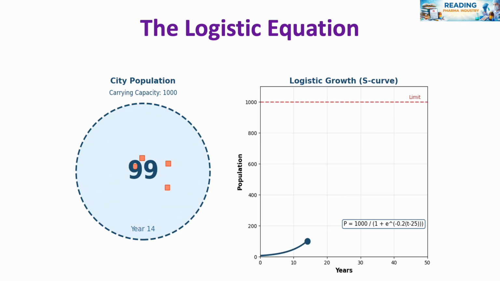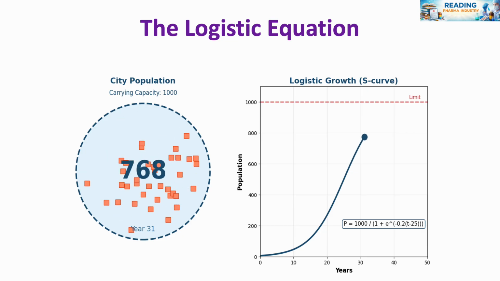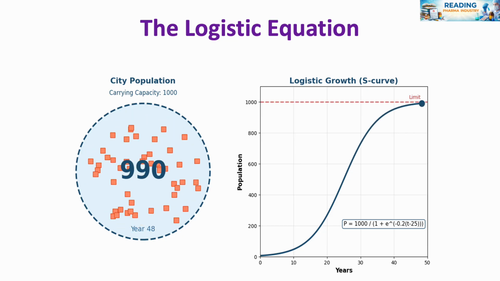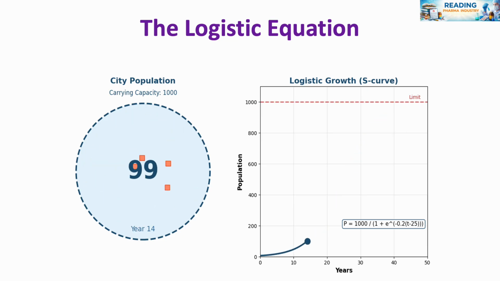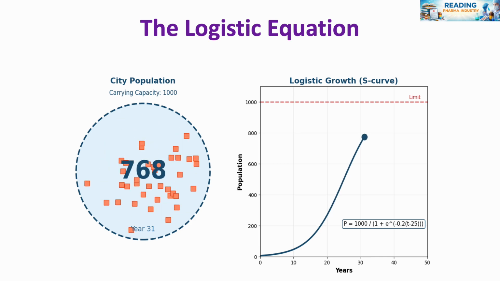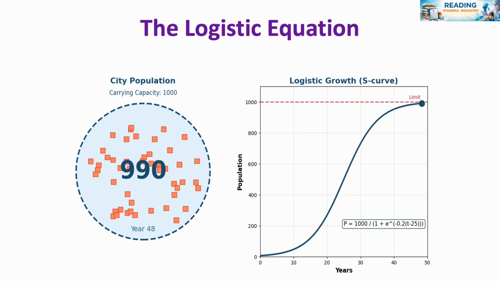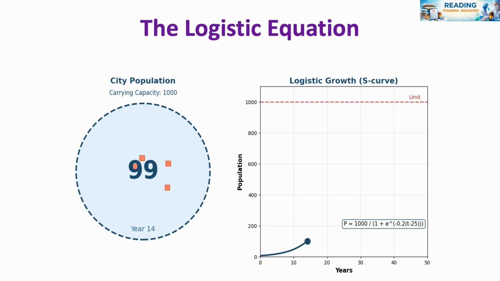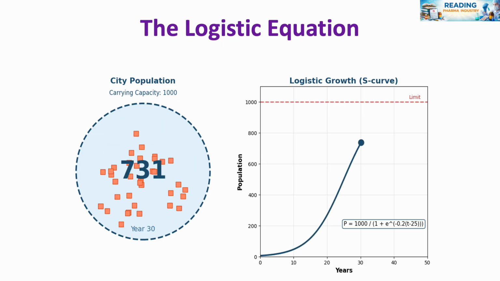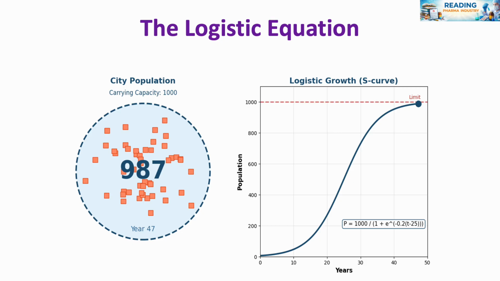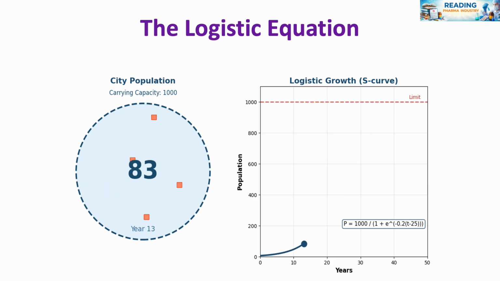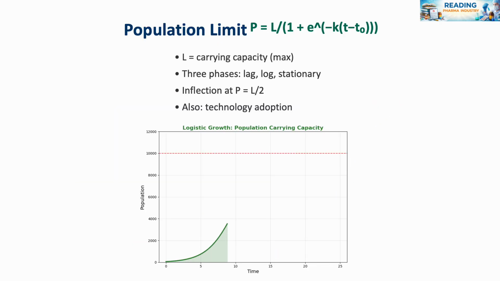I can give you some examples. Adoption curves, and something like dose response, are often approximated by logistic or Hill type models. Population limits are also examples of logistic equations. Population growth follows P equals L divided by the quantity 1 plus e to the minus k times the quantity t minus t naught.